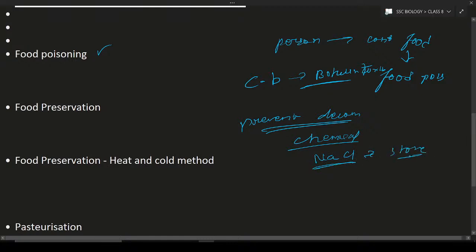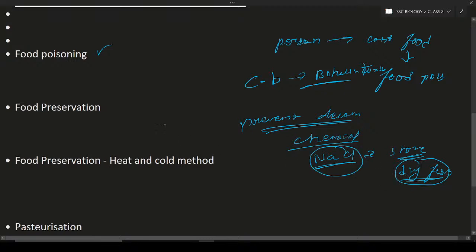Okay. For example, dry fish. What is dry fish? If you catch a fish, put salt on it and keep it under the sun, what is going to happen? The water content in the fish will get evaporated and it is full of salt. As a result, the fish becomes dry, and this is preservation through salt. Okay, that is NaCl, a chemical.